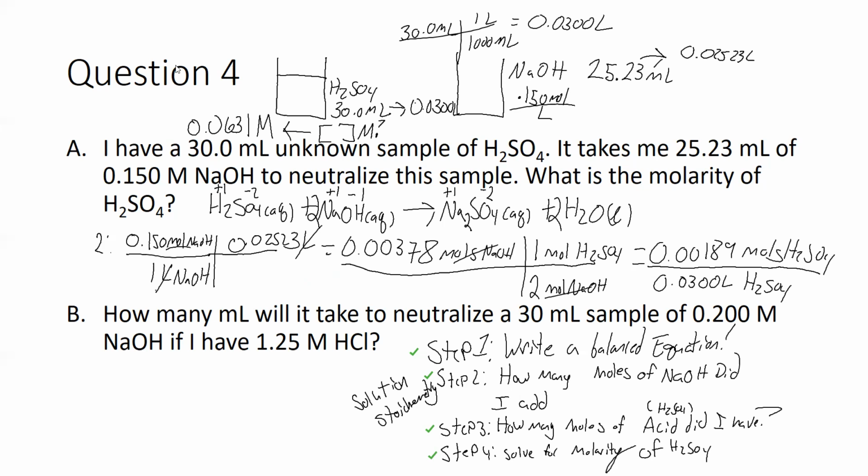So let me label it then. So this was step one. That was step 2. How many moles of NaOH should I have? This is step 3. How many moles of acid did I have? This is step 4, molarity. So each one of those calculations goes to each one of the steps I wrote there at the bottom. Balancing it, figuring out moles of NaOH, going to moles of acid, going to molarity of H2SO4.